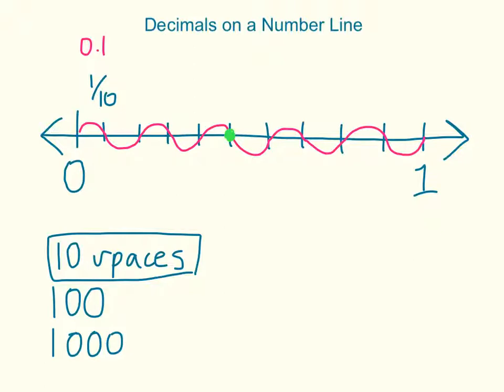So if I wanted to figure out what this green point was labeled, I would start by 0 and I would count over how many spaces. 1, 2, 3, 4, 5. It is over 5 spaces out of 10, so as a decimal that would be 5 tenths.